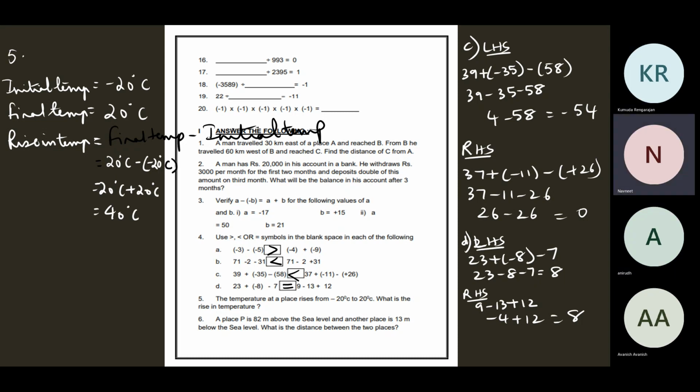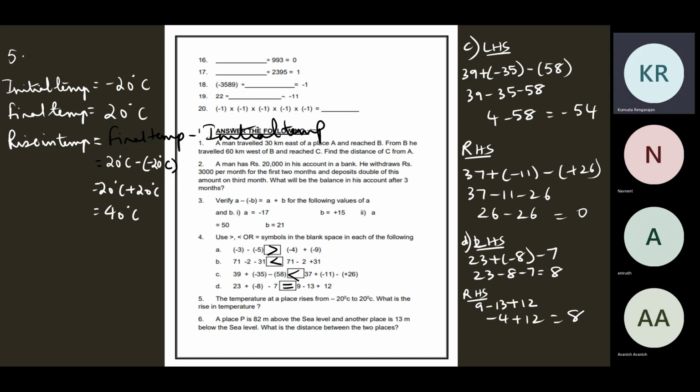Rise in temperature is equal to final temperature minus initial temperature. So the final temperature is 20 degrees Celsius minus initial temperature, minus 20 degrees Celsius. Minus into minus is plus, so 40 degrees Celsius.